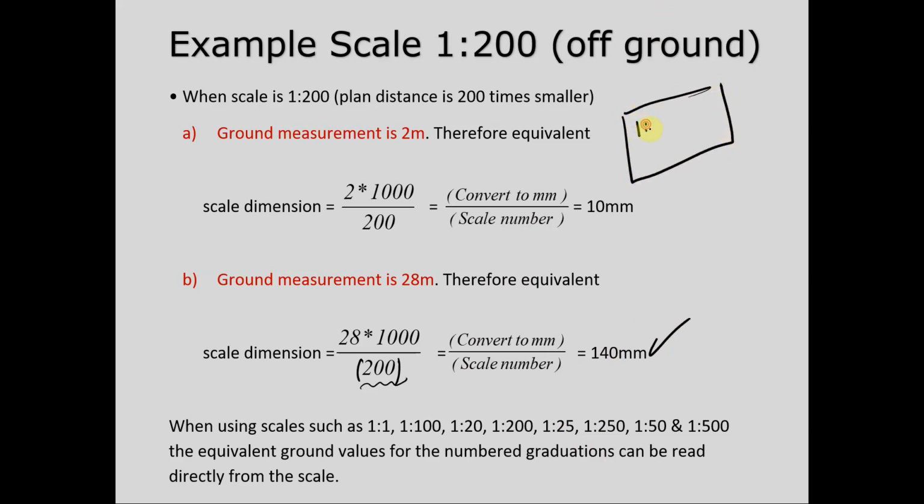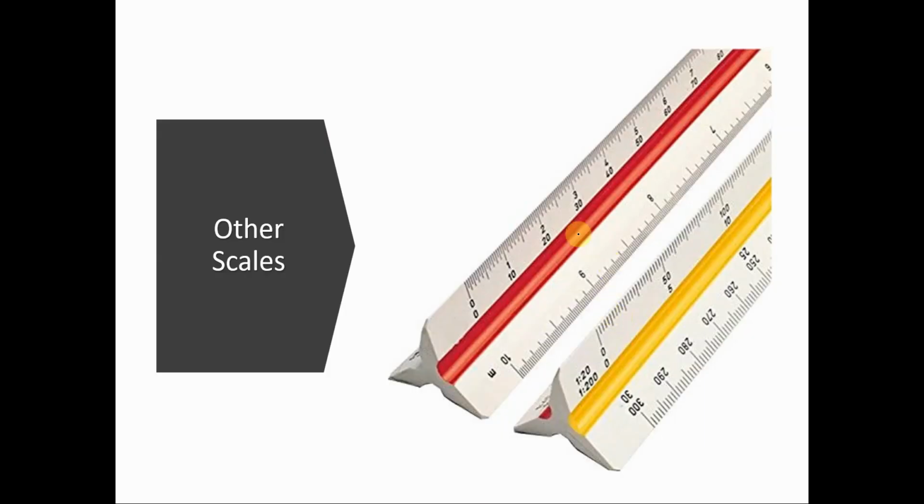For example, in this example here, we have 1 to 200. It could be 1 to 500, any other scale, it doesn't matter. Let's use the 1 to 500, so you don't think that all scales are 1 to 200. So let's say the drawing scale is 1 to 500, and I need to measure an item on the plan using my ruler. Now, rulers are not all exactly the same, especially engineering rulers.